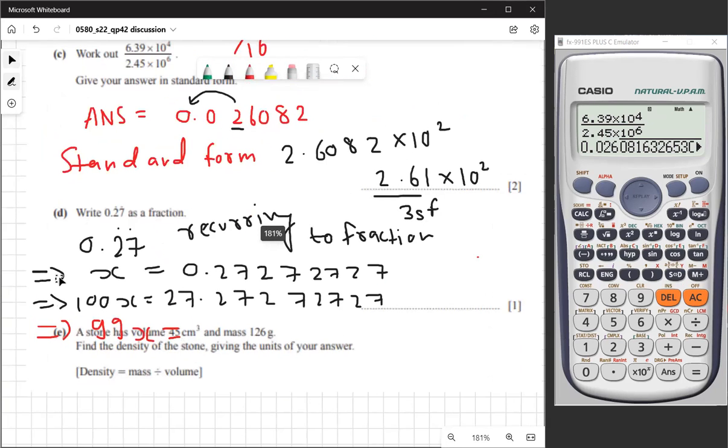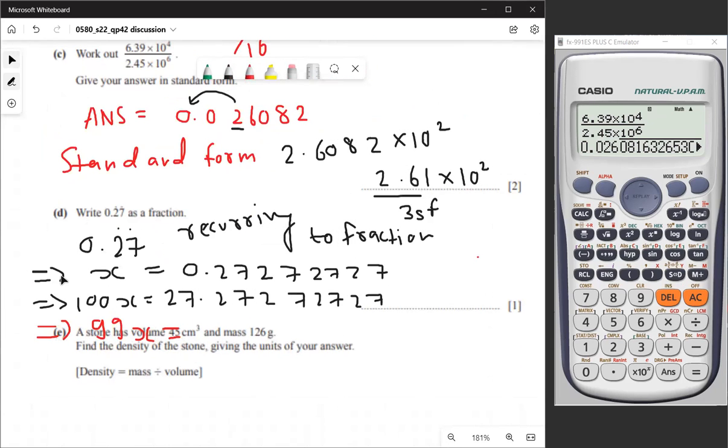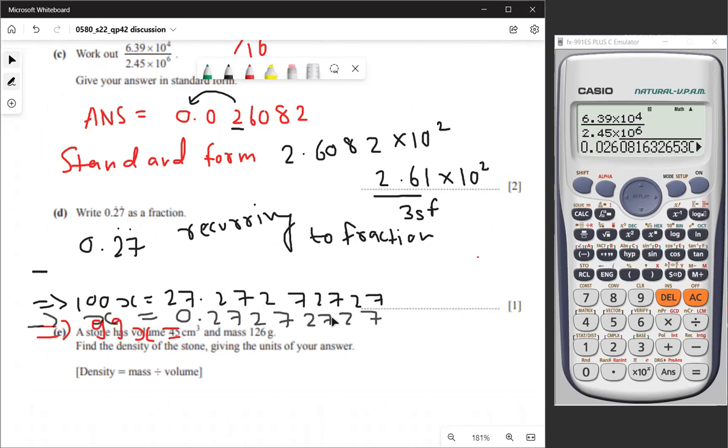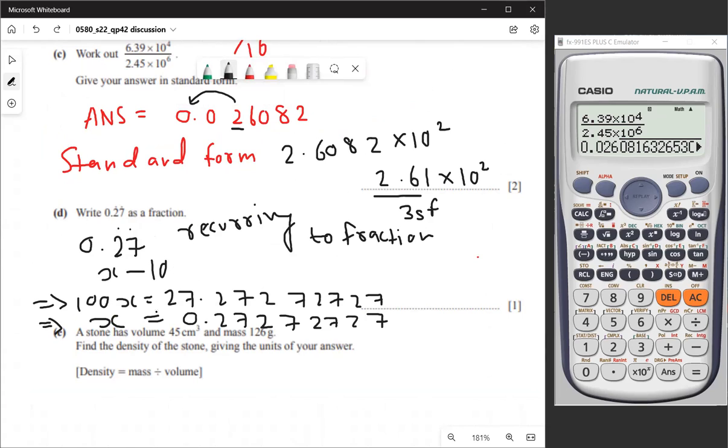Just a second. Write this in your notebook as well. I got 27 for the answer. You don't have to subtract x from 100. You're not doing x minus 100x. This is what you're doing.